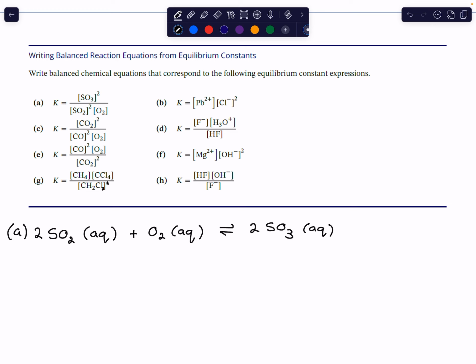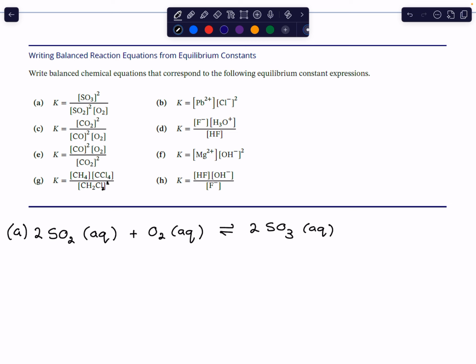Assuming it's not Kp. If it was Kp, then these all would have been gases. They're probably gases, SO2, O2 and SO3 are predominantly gases, but they're given as concentrations, so I write them as aqueous. And they're all balanced according to their stoichiometric coefficients, and you can see the powers that they have in the balanced equilibrium constant expression.